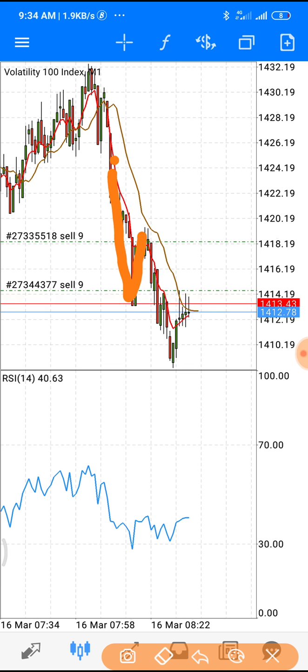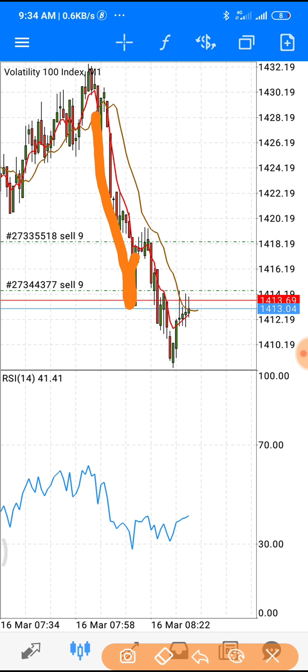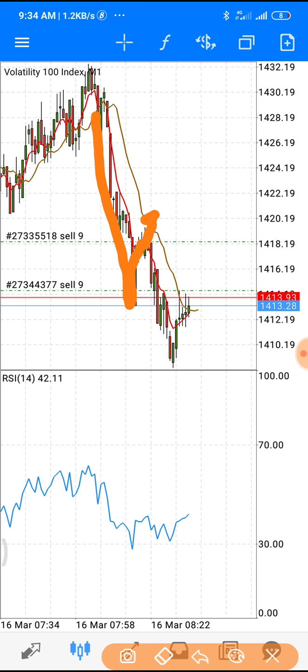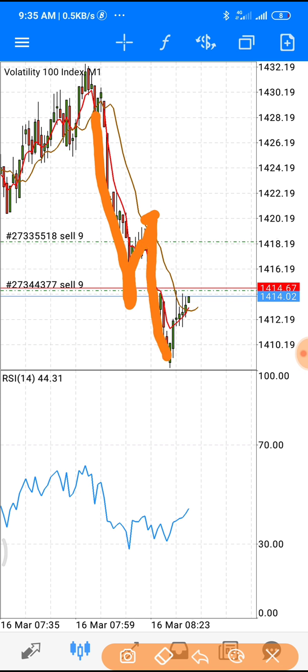You can see the market was selling from here. Then there was a retracement, and immediately the price is touching this brown moving average. You enter to join the market, you enter to sell, and you can see it went down and came back up again. So I entered this second position when it retraced back here.